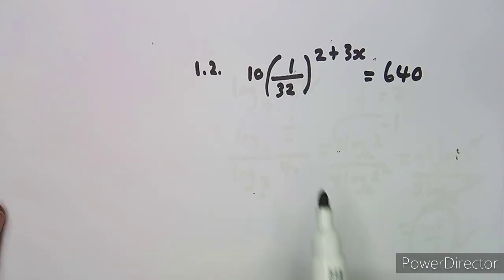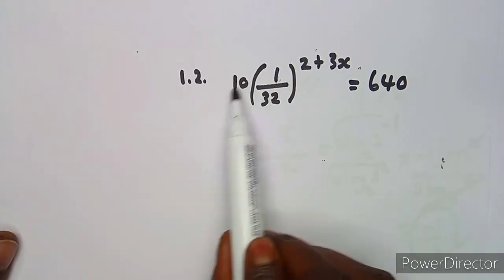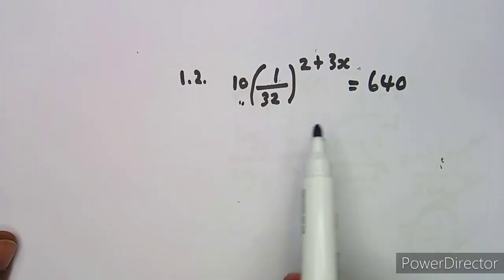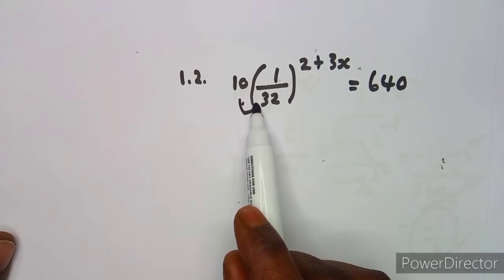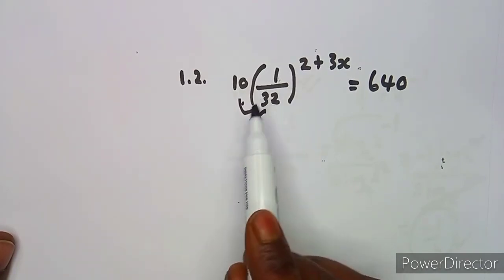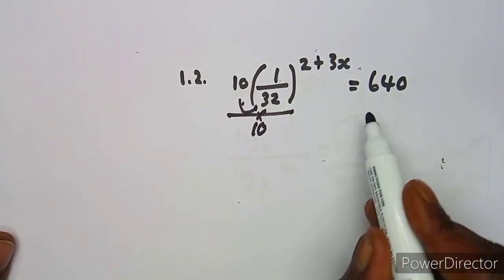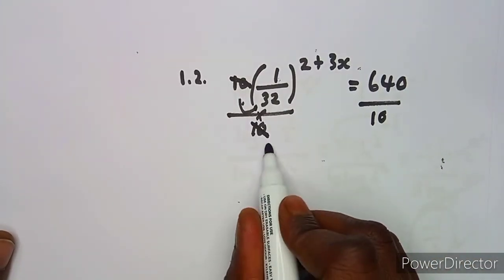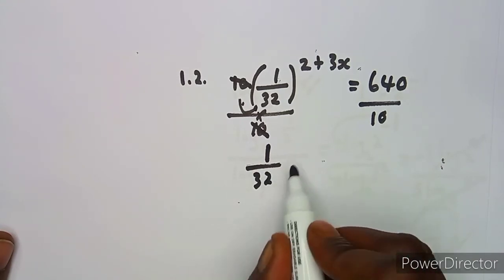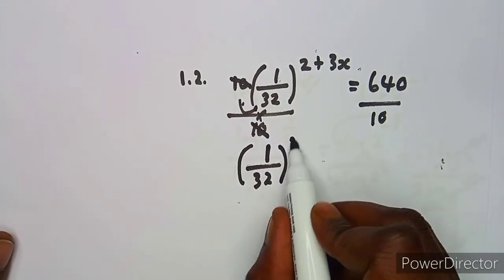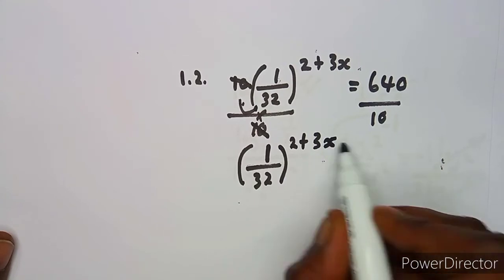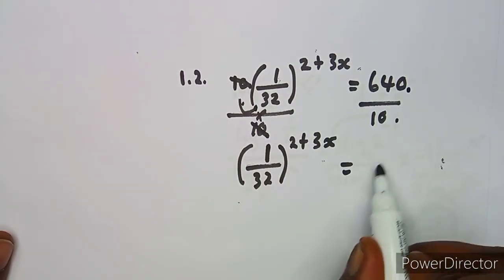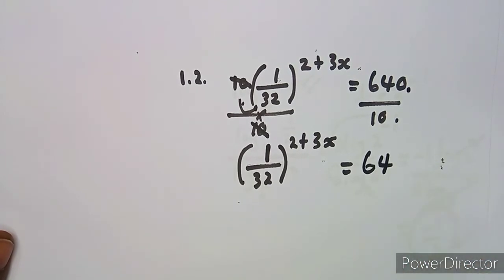Remember, I want to solve for x, so let's get rid of this 10, because I don't see any use of this 10, because it can't be multiplied directly here. So you can just divide by this 10 so that we can get rid of it. So it will be 1 over 32 to the exponent of 2 plus 3x, which is equal to 640 divided by 10, which is 64.